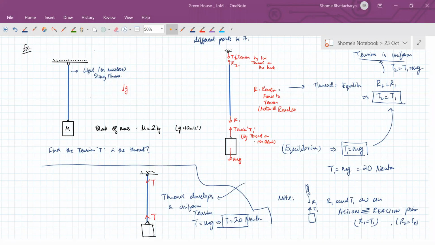The question here is, if it has tension now, how much is the tension going to be? That is what we are getting from the free body diagram. We are getting that it will be equal to the weight of the block.